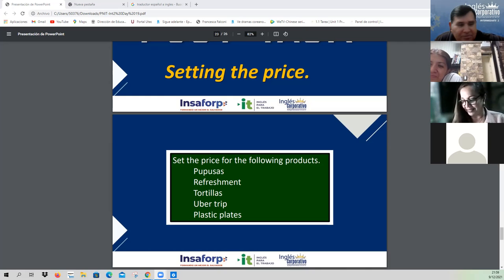I love them. And with $10, how many pupusas can you make for the day? 300 pupusas, maybe. Yes, 300. $10 for 300? About 7 cents each.